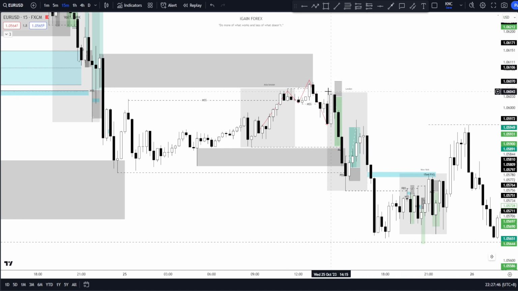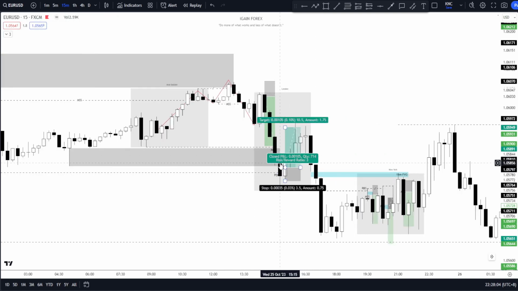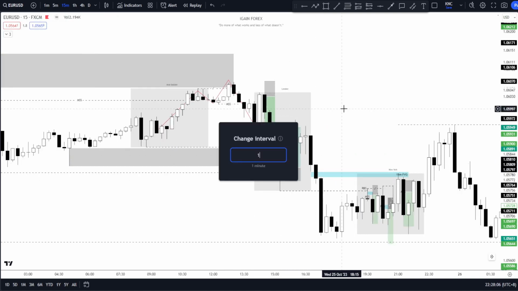Okay, so here I took this trade, first trade, 1:3, but it reached 1:3.25 since it is near this Asia low. And then for my second trade, this previous day low was taken out. So I go down to 1-minute time frame.